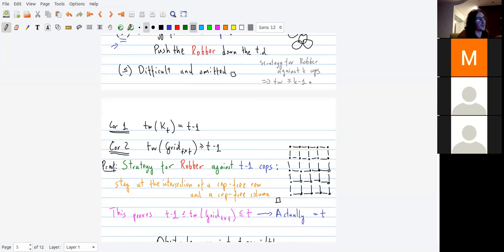And this is very useful when trying to prove that some graph has actually large treewidth. So for instance, yeah, maybe some questions at this point about this proof. Okay, if not, then we can move to the corollaries.